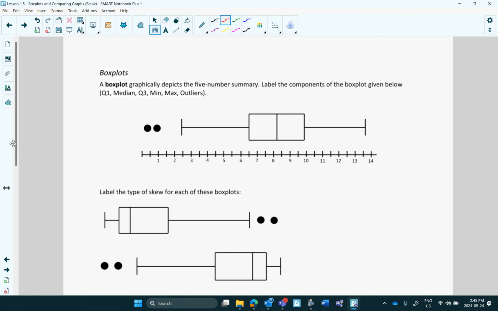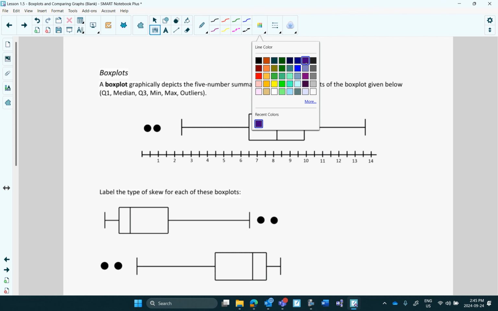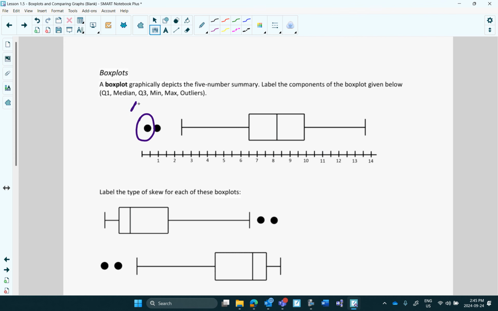How do we graph these? It all depends on the 5-number summary. Whatever the value is, whether it's a dot or this vertical bar, whatever the lowest is, that's going to be the minimum, always. Go to the furthest right, we've got a vertical bar, that value is going to be the maximum.